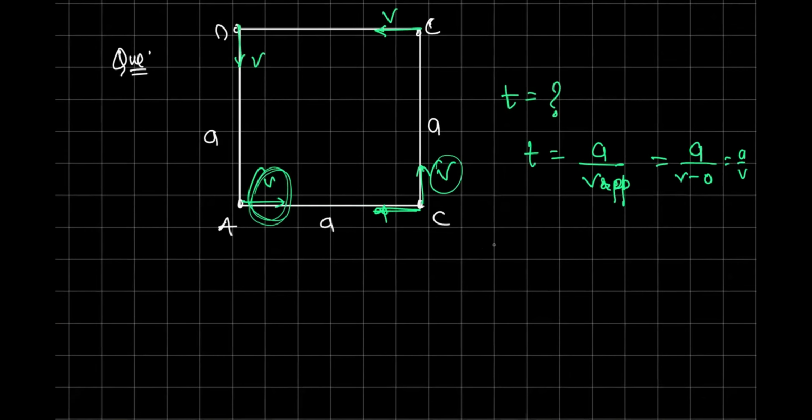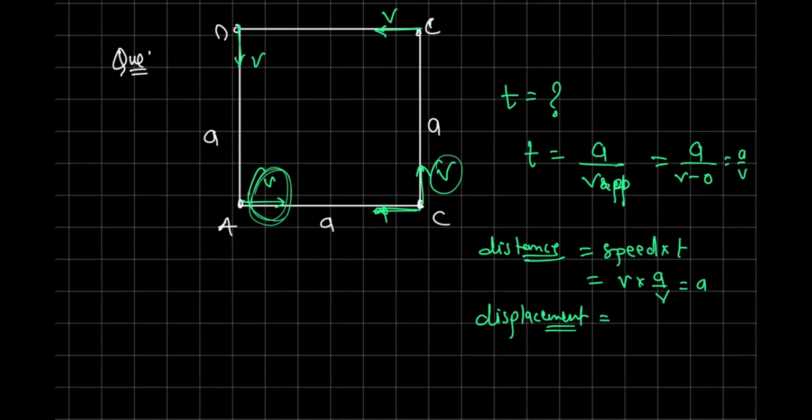If I ask you what is the distance covered, it's speed into time. So it's going to be v into a by v, which equals a. And what is the displacement here? This one, right? Up to the center. That is nothing but a by root 2.